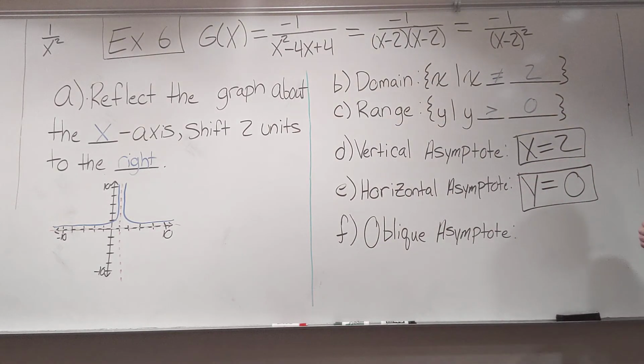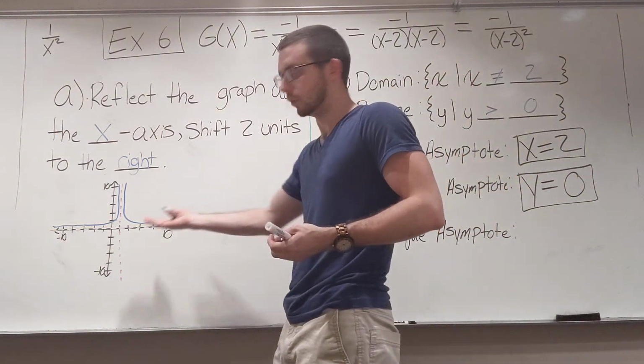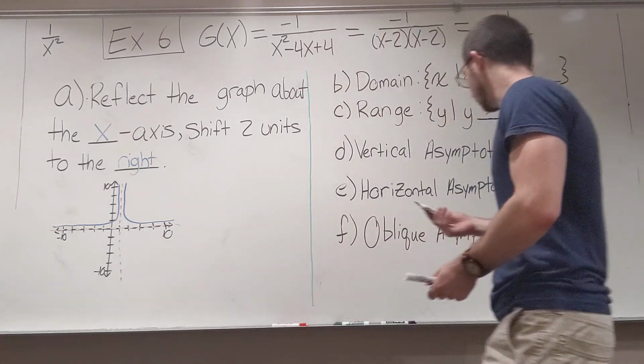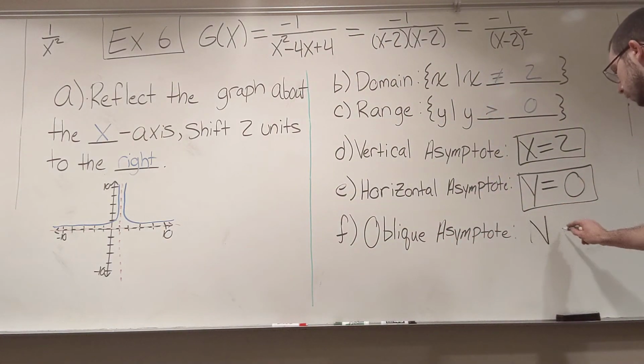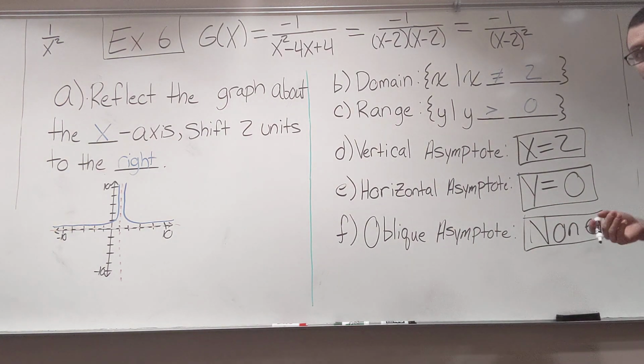And then oblique asymptote, that is any slanted dotted lines, but we do not have any slanted dotted lines, so you can definitely put none here. And that would conclude this problem.